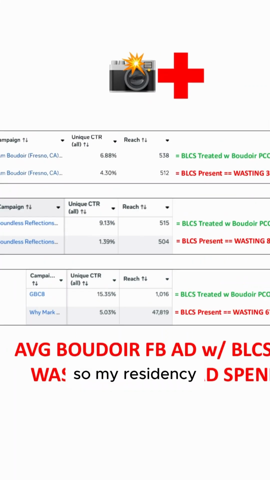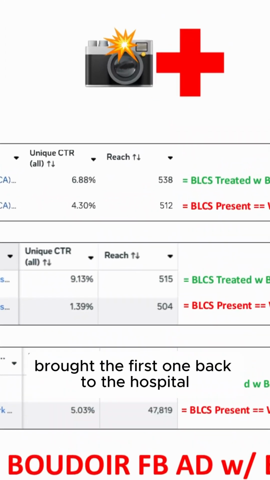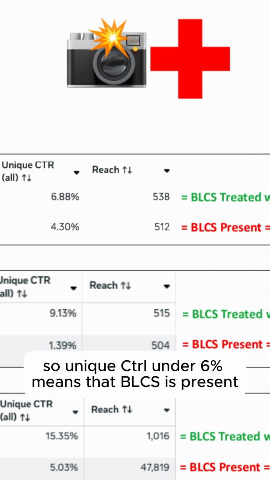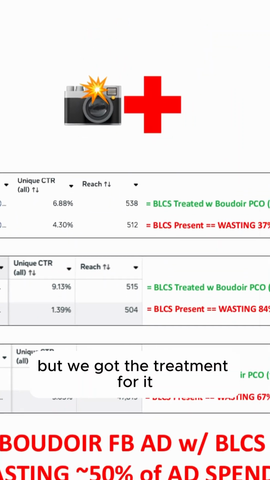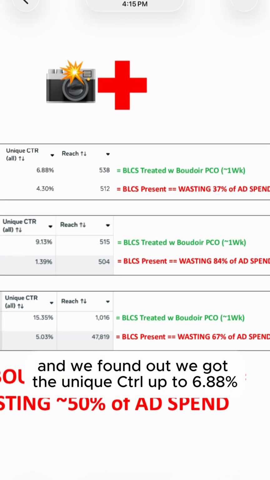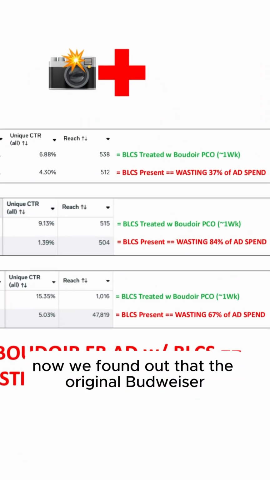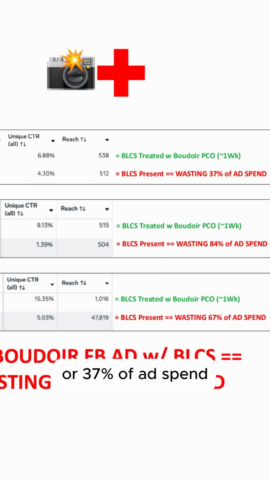So my residency went and found some Boudoir Facebook ads out there. Brought the first one back to the hospital, tested it, and found its unique CTR is 4.3%. Unique CTR under 6% means that BLCS, Boudoir low click syndrome, is present. But we've got the treatment for it. We treated it with Boudoir Pico, it takes about a week, and we got the unique CTR up to 6.88%. We found out that the original Boudoir Facebook ad was wasting 37% of ad spend.